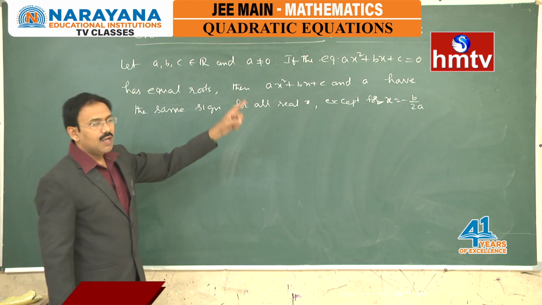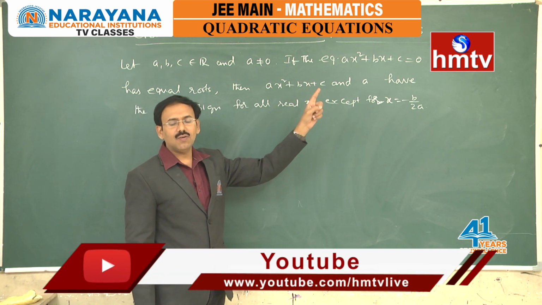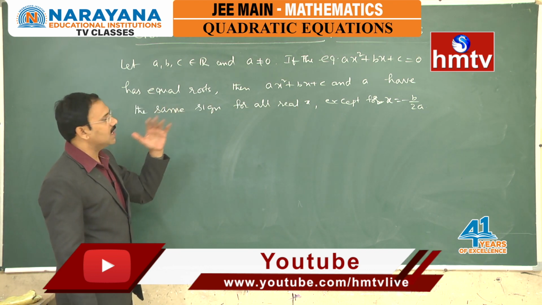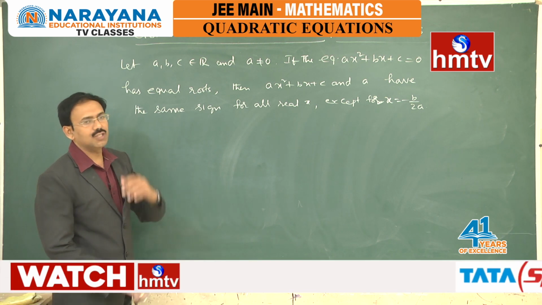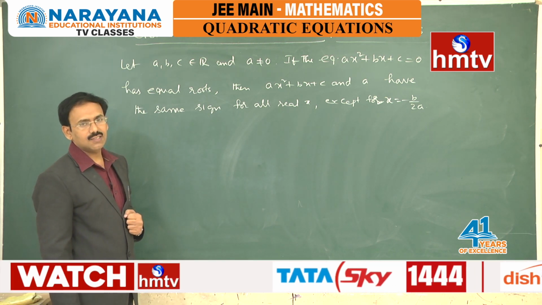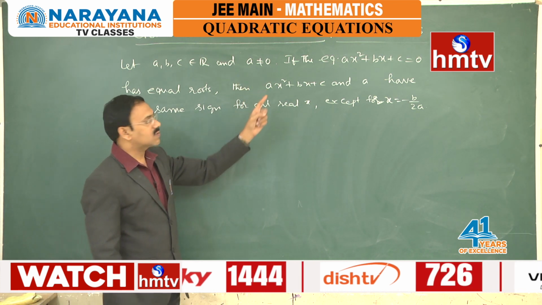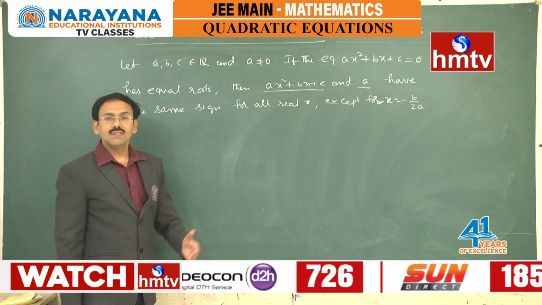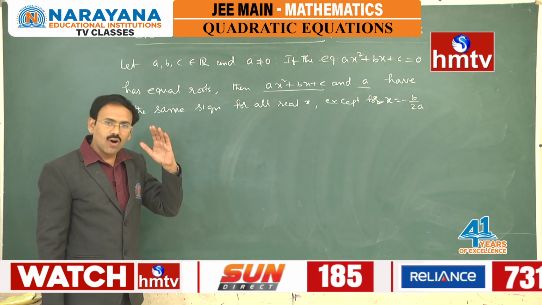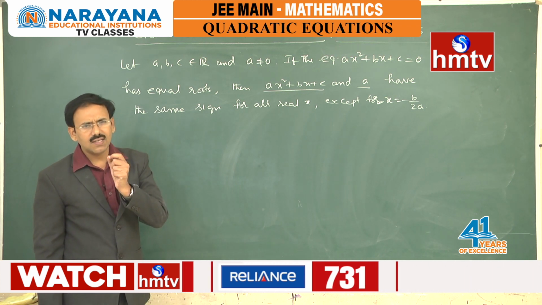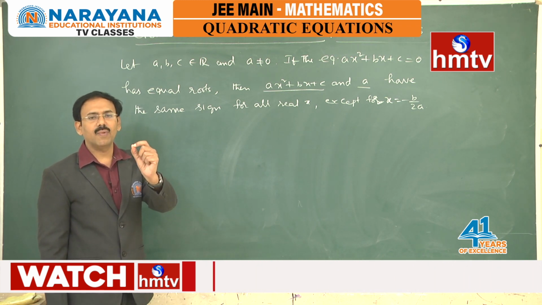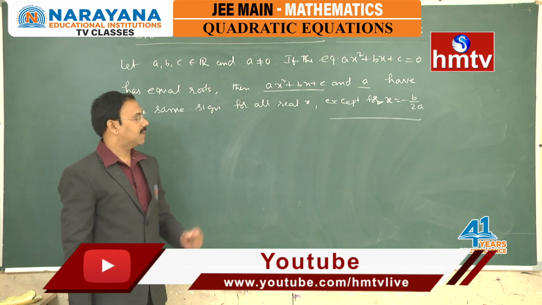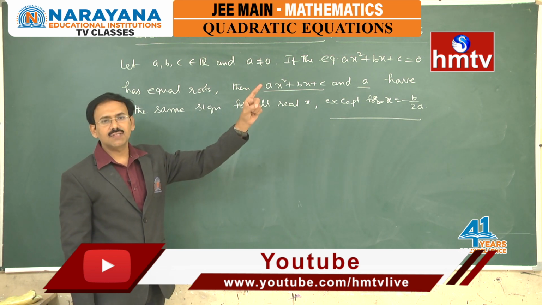You see this particular statement: a, b, c are real numbers such that a not equal to 0, and ax square plus bx plus c equal to 0 is a quadratic equation which has real and equal roots. That means delta equal to 0. In such a case, the conclusion is that the ax square plus bx plus c expression and a will have the same sign for all x belongs to R except one case, when x is equal to minus b by 2a. Except when x is equal to minus b by 2a, otherwise these two will have the same sign.